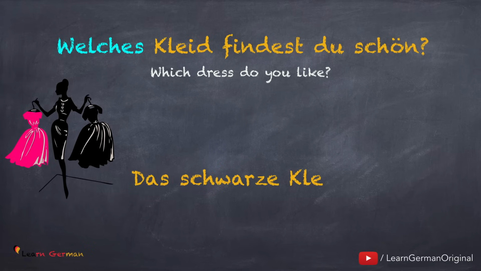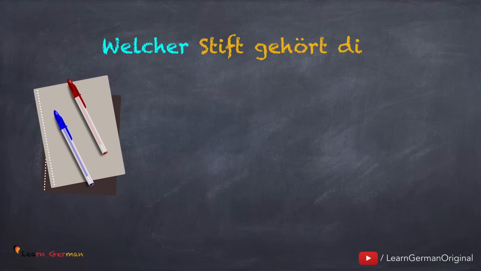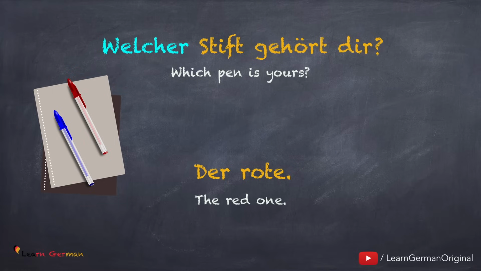Welches Kleid findest du schön? Das schwarze Kleid. As you can see, the question is being asked about something particular. Let's look at the next one. Welcher Stift gehört dir? Der rote. Here also you can make out from the answer that the question being put up is about something particular.